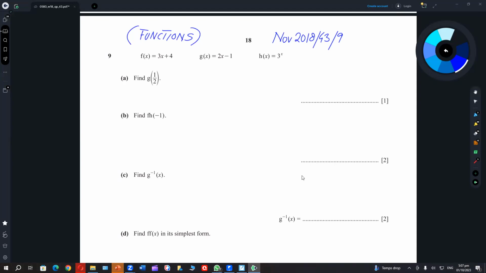f(x) is equal to 3x plus 4. g(x) is equal to 2x minus 1. First part says g(1/2). So g(1/2) means replace x by 1/2. Solve it.